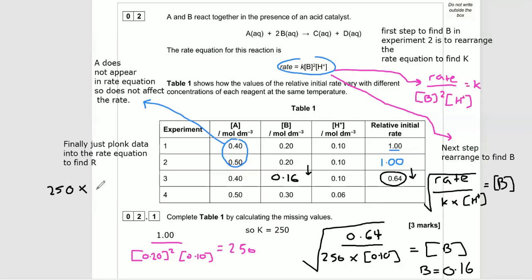So we're going to do 250 times 0.3 squared, or 0.30 squared, same thing, times 0.06. And 250 times 0.30 squared times 0.06 is going to give you an answer of 1.35. And that is the relative initial rate, and that is going to score you all 3 marks. So 1 for getting the 1.00, 1 for the 0.16, and 1 for the 1.35.